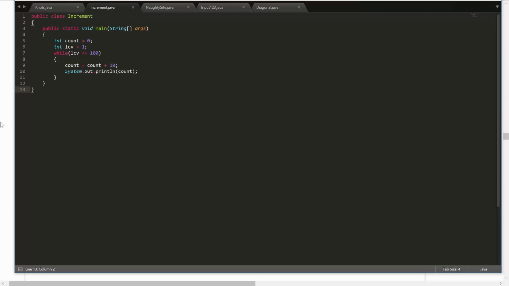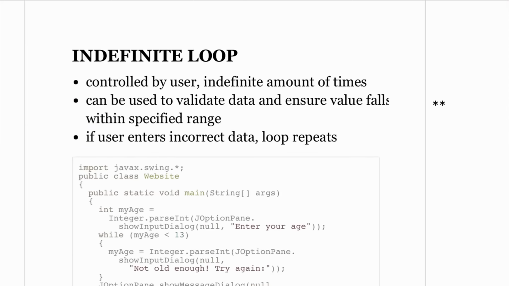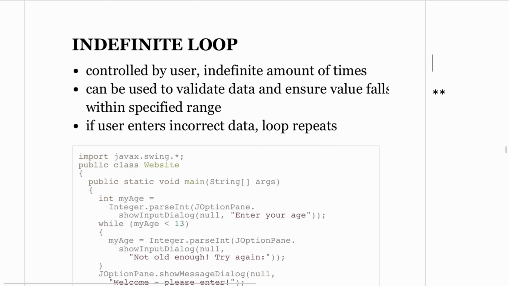So now that we've seen what definite loops look like, and I've shown you guys an example of what infinite loops look like, there's something called an indefinite loop. So an indefinite loop is different from a definite loop and is different from an infinite loop.